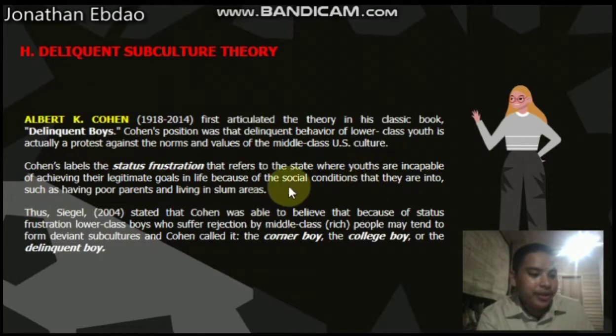Delinquent subculture theory, according to Albert K. Cohen, who first articulated the theory in his classical book Delinquent Boys. Cohen's position was that the delinquent behavior of lower class youth is in actual protest against the norms and values of middle class US culture.